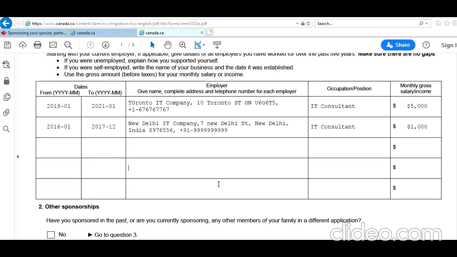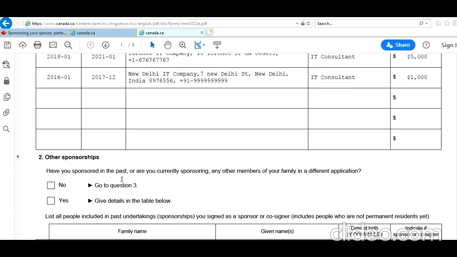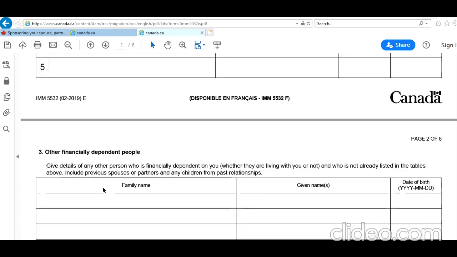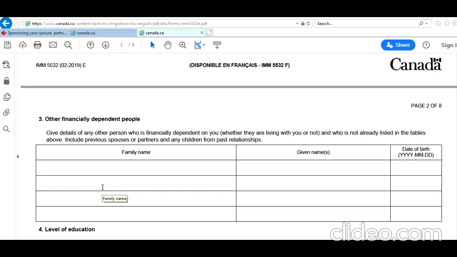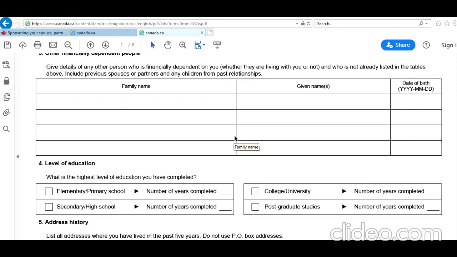Okay, approximate. Other sponsorship. Have you sponsored in the past or are you currently sponsoring any other members of your family on a different option? Let's say no. So the moment you click no, it says go to question number 3. Okay, I come to other financial dependents. Give details of any other person who is financially dependent on you, whether they are living with you or not, or who is not already listed in the tables above. Include previous spouses or partners or any children from past sponsorship. So just put not applicable here in this case, but if it is applicable to you, then you need to provide information.